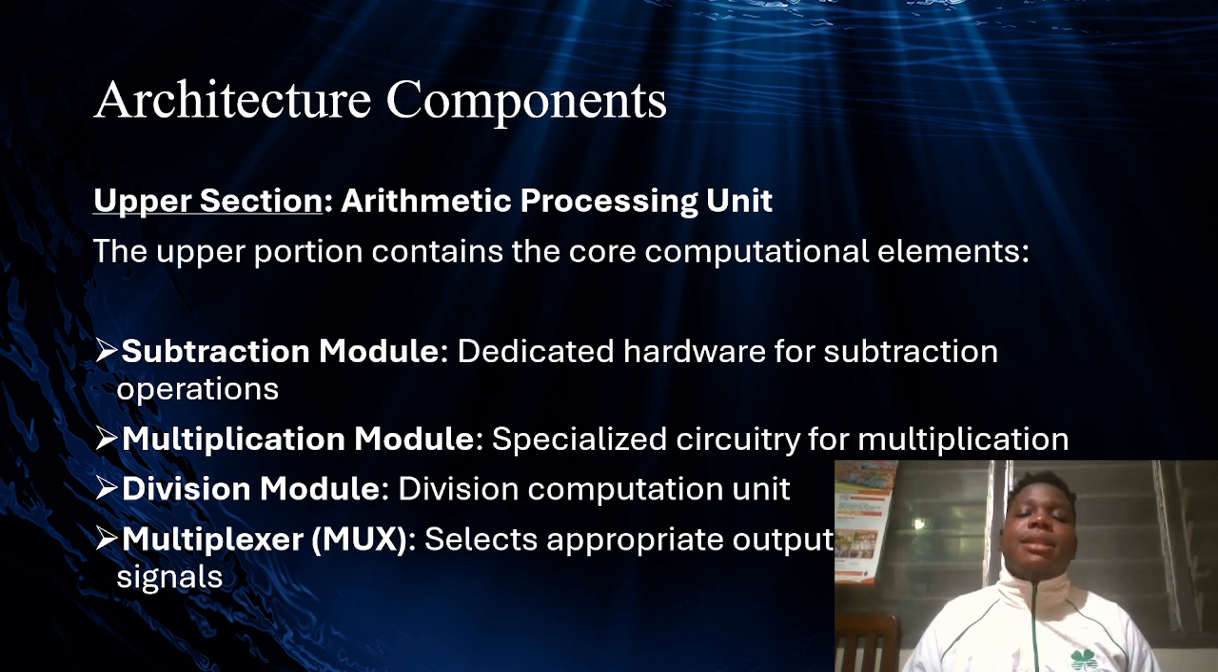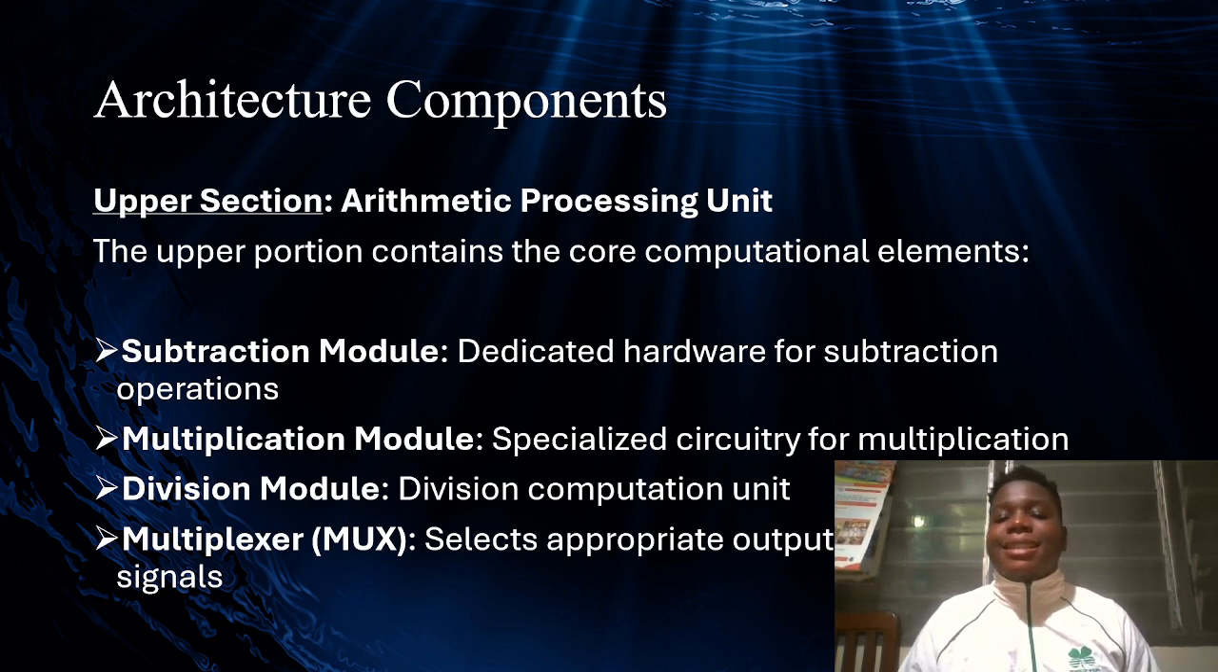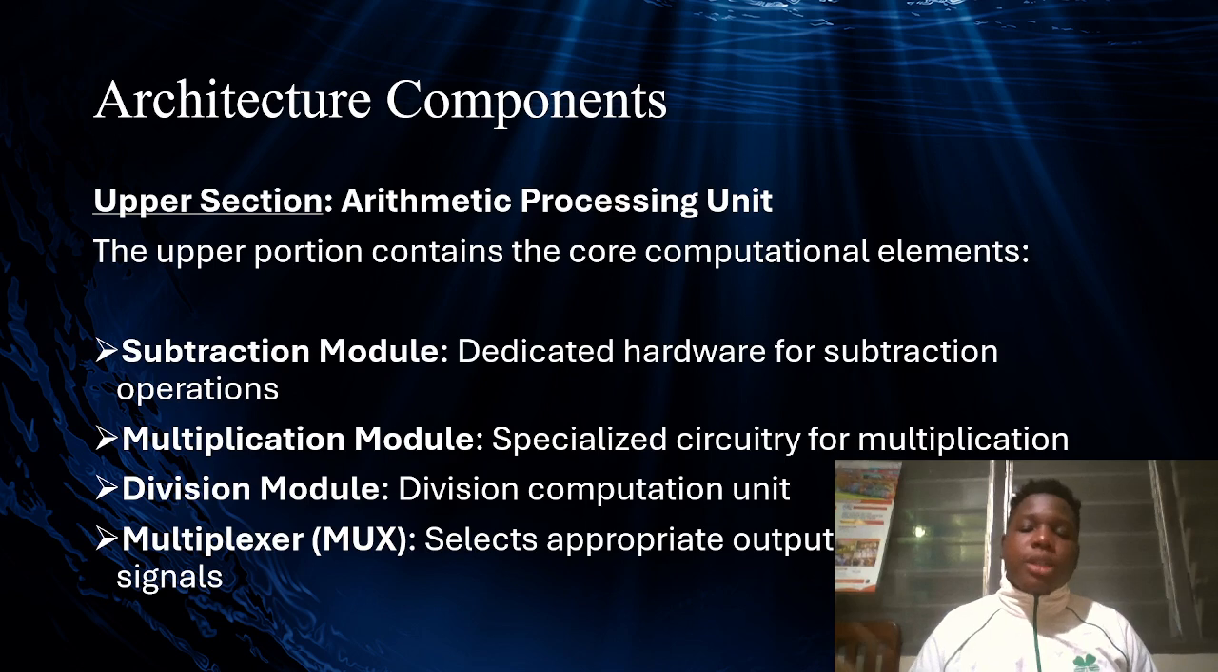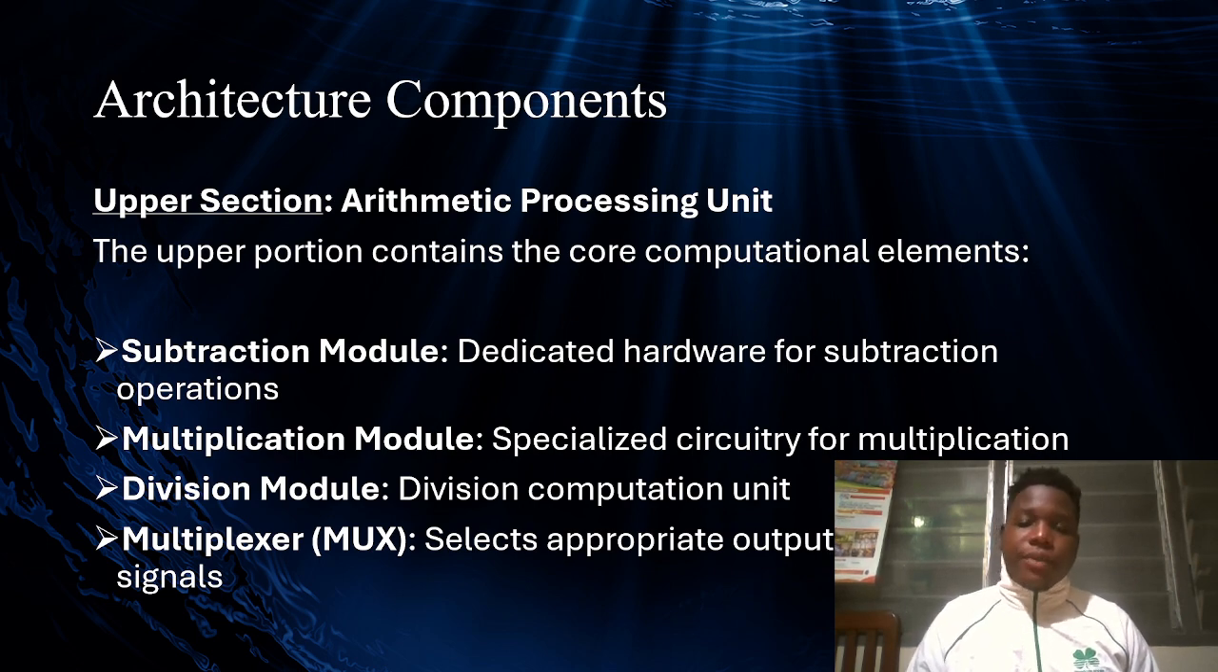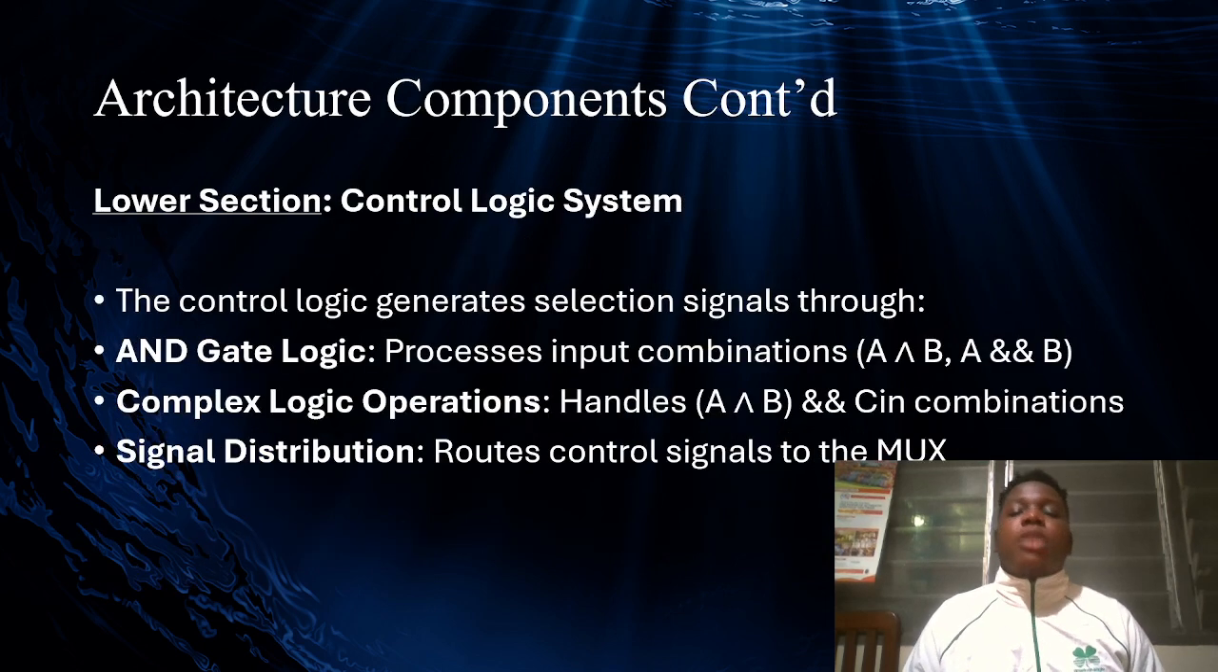The upper section is the arithmetic processing unit, okay. The upper portion contains the core computational elements. The subtraction module is dedicated for subtraction operations, okay. The multiplication module is specialized circuitry for multiplication. Division module is division computation unit, and the multiplexer selects the appropriate output based on the control signals that are received by the computer. Okay, and now let's talk about the lower section, the control logic system.